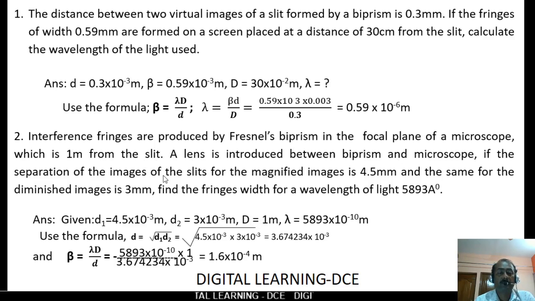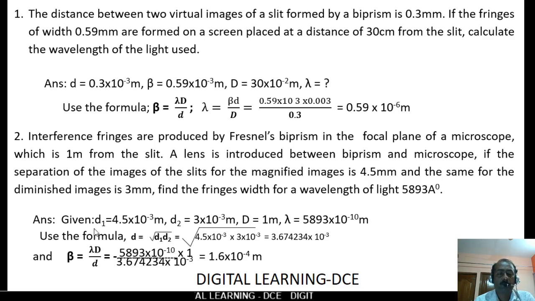The separation of the images of the slits for the magnified image is written as D1, that is 4.5 into 10 raised to minus 3 meter. And the diminished image is D2, that is 3 millimeter. 3 millimeter is converted into SI unit, that is 3 into 10 to the power of minus 3 meter. Lambda is given as 5893 into 10 to the power of minus 10 meter.